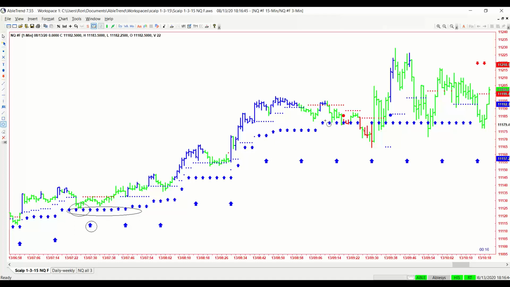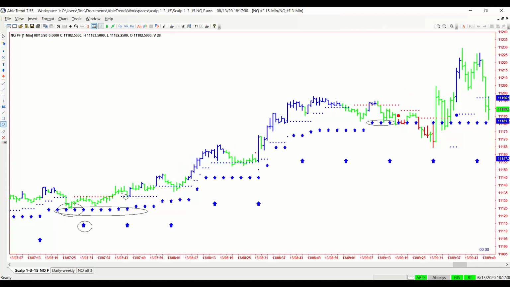Any one of these arrows, like right there, the 1 minute, 3 minute, 15 minute. And a good trade, not as super strong, but certainly worth taking if you want, would be at the dots. Those are the 1 minute dots.